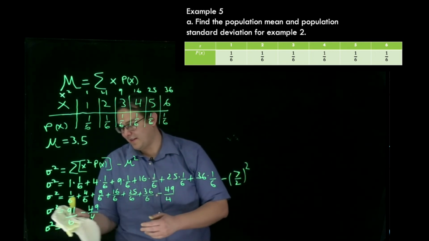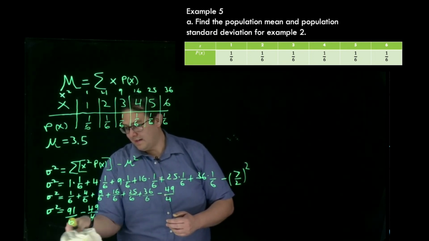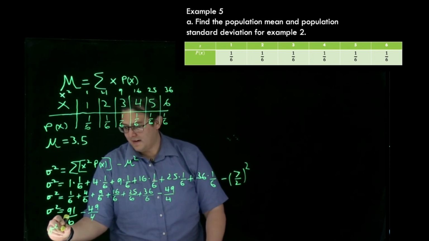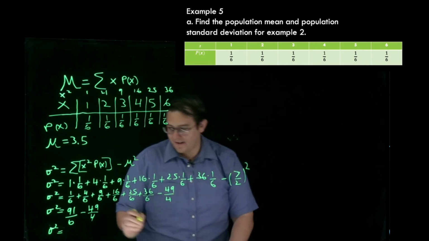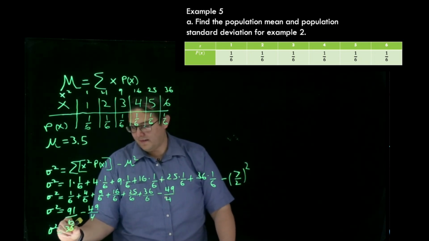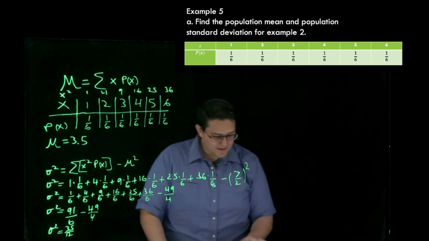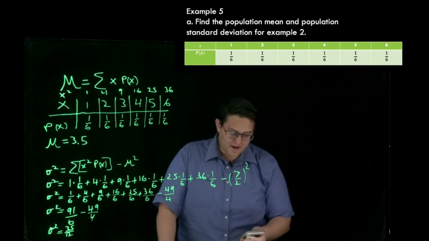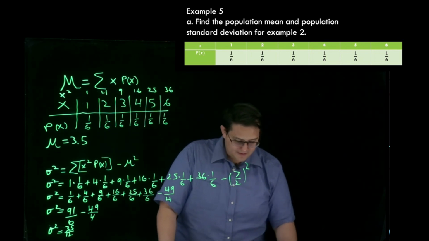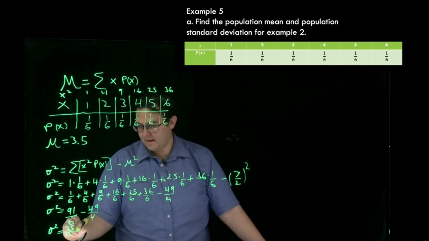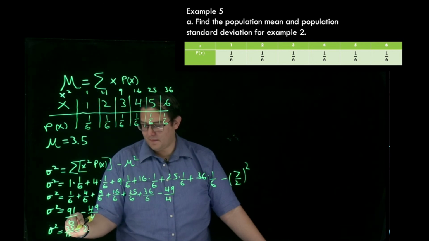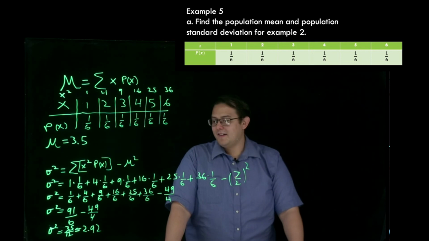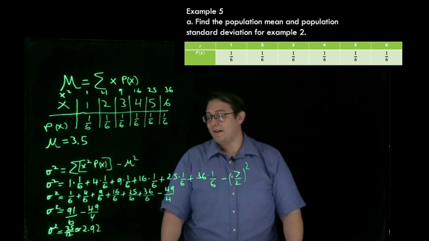I'm running out of space, so let's move that. So sigma squared, what did I say? I said 35 out of 12. 35 out of 12 is right there. And then the decimal form of that, if you round it to 2 decimal places, it's 2.92. So I guess it's approximately 2.92. So that right there is the population variance.